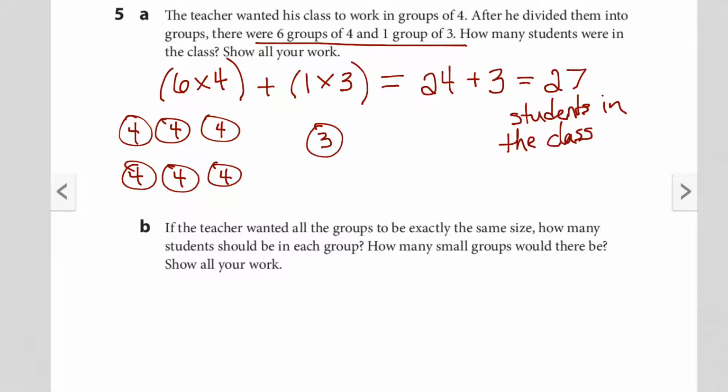B says, if the teacher wanted all the groups to be exactly the same size, how many students should be in each group? How many small groups would there be? Show your work. I'm going to use my 27 students. Students may remember this is very similar to our story that we read called A Remainder of One with ants. In that example, there were 25 ants, and we had to figure out in which way we could make it so that it was all even without any remainders left.